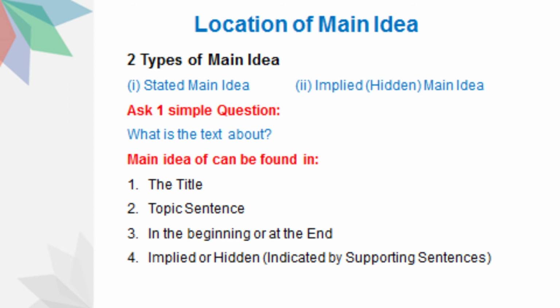Main idea of a text can be found in... So there are four major points to look for the main idea. The location of the main idea can be, number one, the title. If the title of a poem is given, you can easily call it the main idea, because the title is about the idea which is the most dominant, central, and the heart of the text.